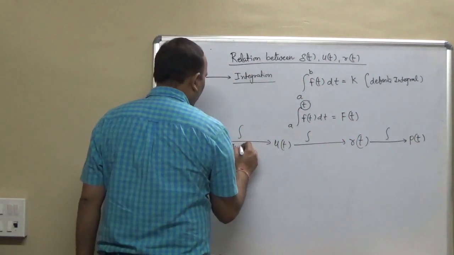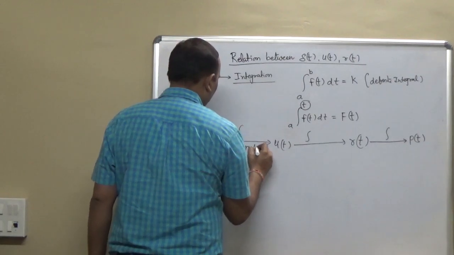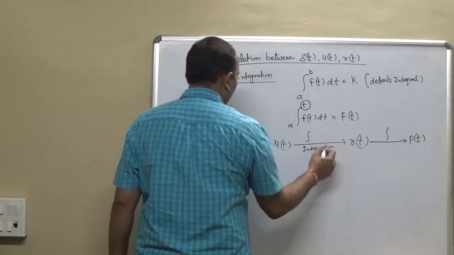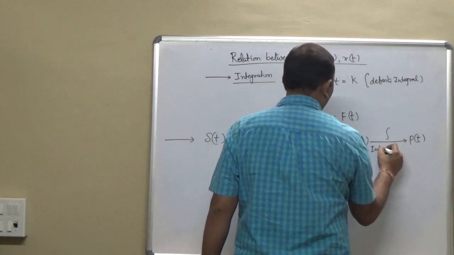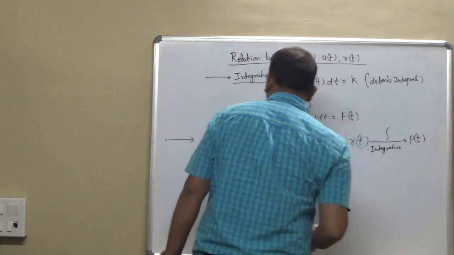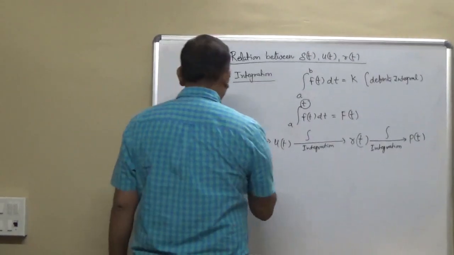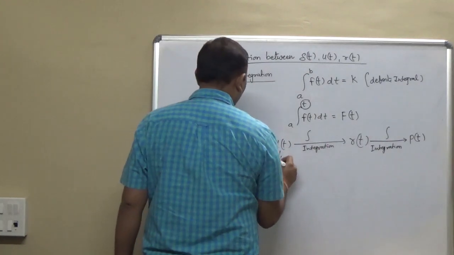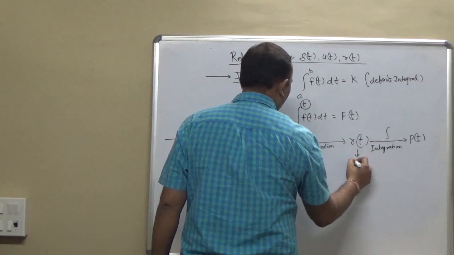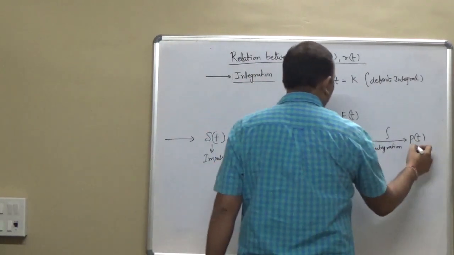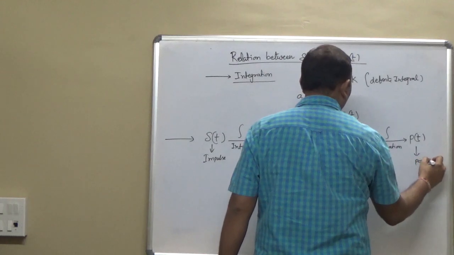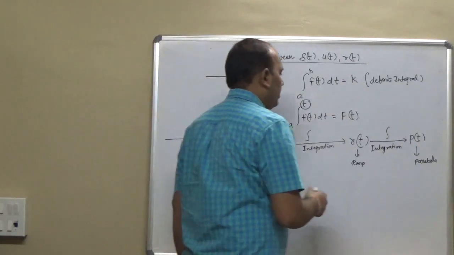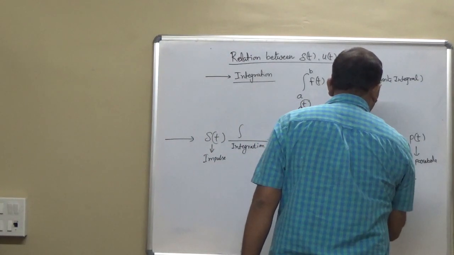That means we are integrating del t, so this is the impulse, this is step, this is the ramp, and this one is the parabola, right?